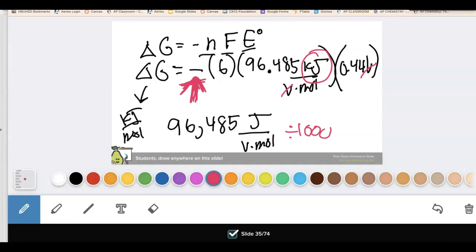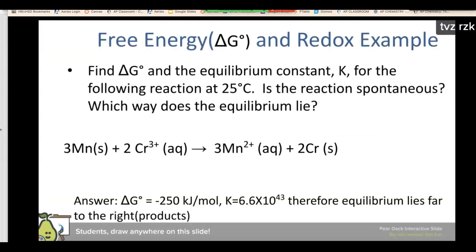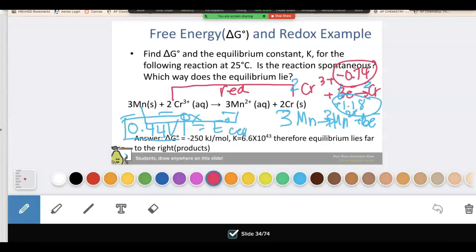N is the balanced moles of electrons from the half reaction. So when you go over here, we took our two half reactions and combined them. This was originally a 3 and this was originally a 2, and remember, during redox reactions you need to force the electrons to match. So I multiplied the top equation by 2 and the bottom equation by 3 so that there would be 6 moles of electrons in the top equation and 6 moles of electrons in the bottom equation. And N stands for moles of electrons. It is these guys.